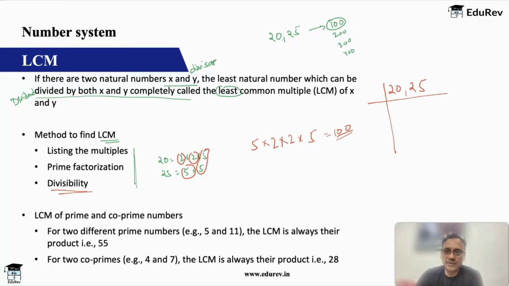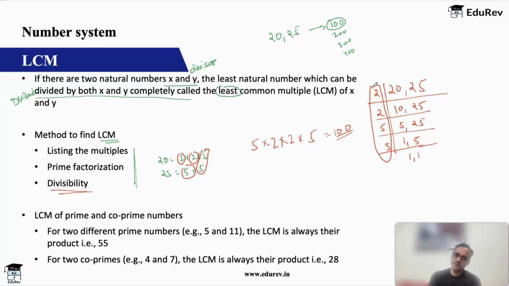So if I divide by 2, 20 will become 10 and 25 will remain as it is. I divide again by 2. This will become 5 and this will become 25. Now I can't have 2, I can't have 3. I will divide it by 5. So this will become 1 and this will become 5. I'll divide by 5. This will become 1 and this will become 1. You'll keep doing this till all numbers reduce to 1. And this is your LCM, which is 2 into 2 into 5 into 5. So that's how you get this. So this is my second method, which is the divisibility method.